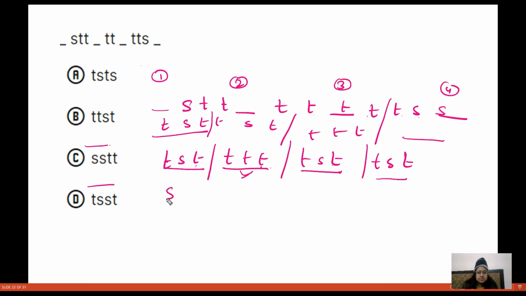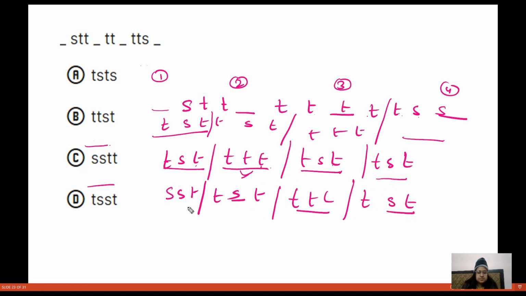Let's check this one. So you get SST, and then these three you are getting TST. Then you are getting these three TTT, and then these three TST. So again our sequence is getting destroyed. Let us check this one.